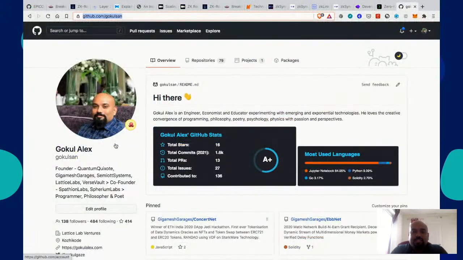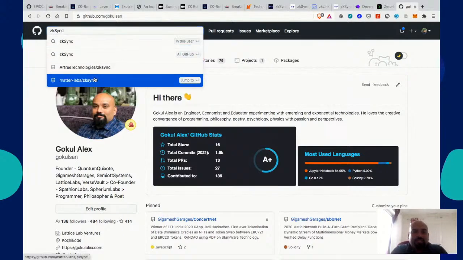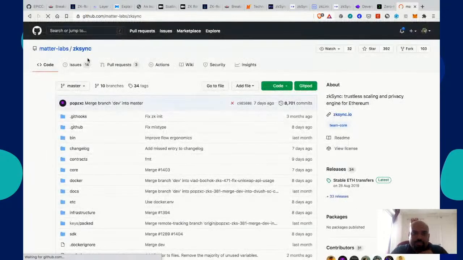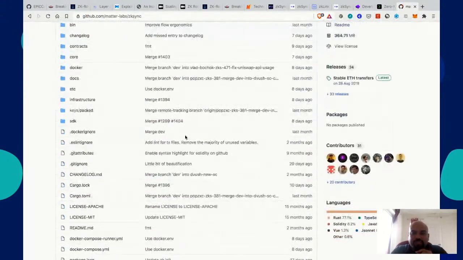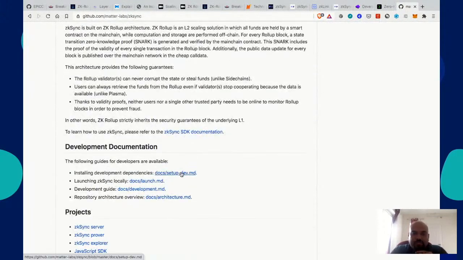Here, I have also done some projects on it. It's called ZK Sync. This is from Matter Labs. This is the most accessible ZK rollup technology. So you can come to the Matter Labs repository, come to ZK Sync. If you want to set up ZK Sync, the information for setting up is available.